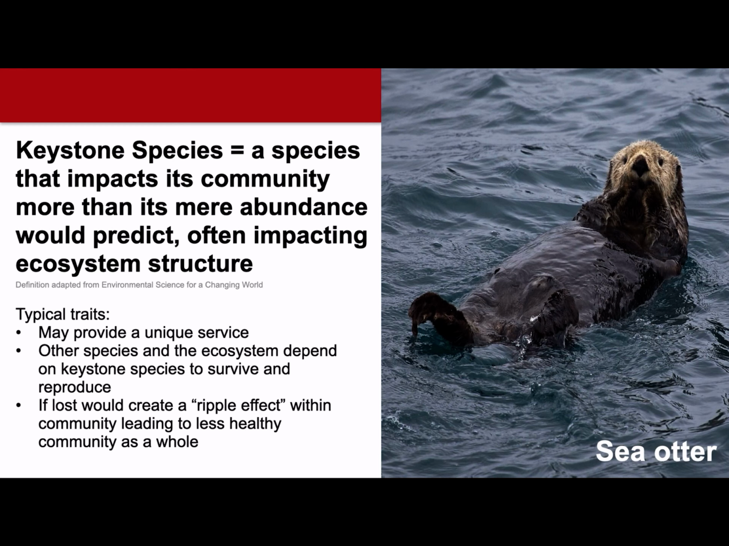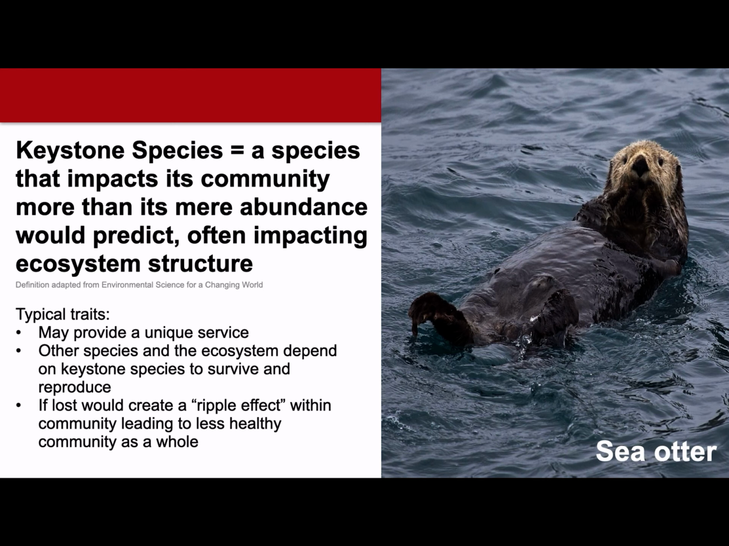An example of a keystone species is a sea otter. Sea otters live near shorelines and feed on sea urchins on the sea floor. This keeps the sea urchin populations in check. Without sea otters, the sea urchin population would explode and feed unchecked on kelp forests. This is bad news for the kelp as well as the other species within the ecosystem that rely on the kelp for food and shelter.